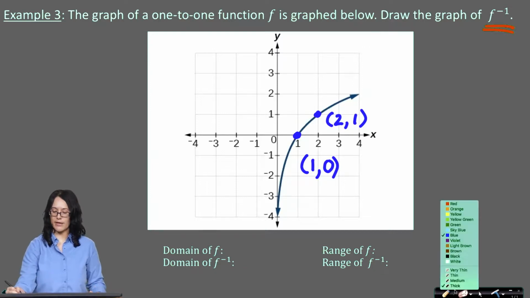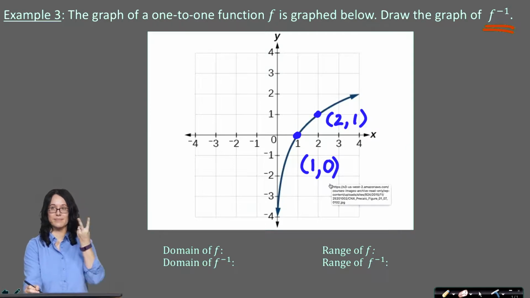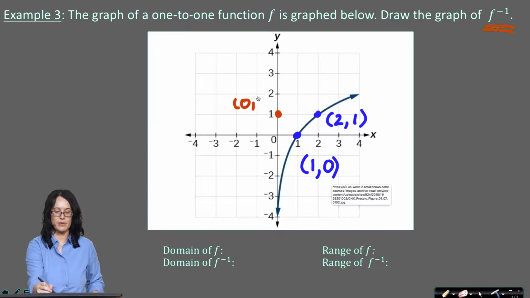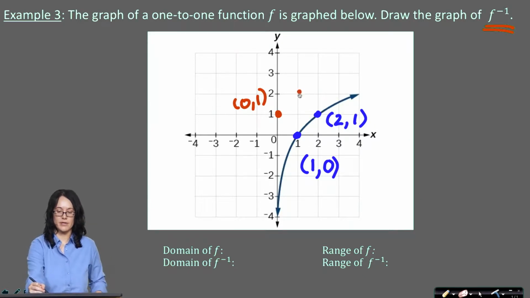So now can you go ahead and try on your own? It's a very easy problem, I hope. Can you switch the x and the y values and draw the right picture for f inverse? Go ahead and try. Well, if you did, your 1, 0 would become 0, 1. So that would be this location, 0, 1. And your 2, 1 would become 1, 2, which would be here.